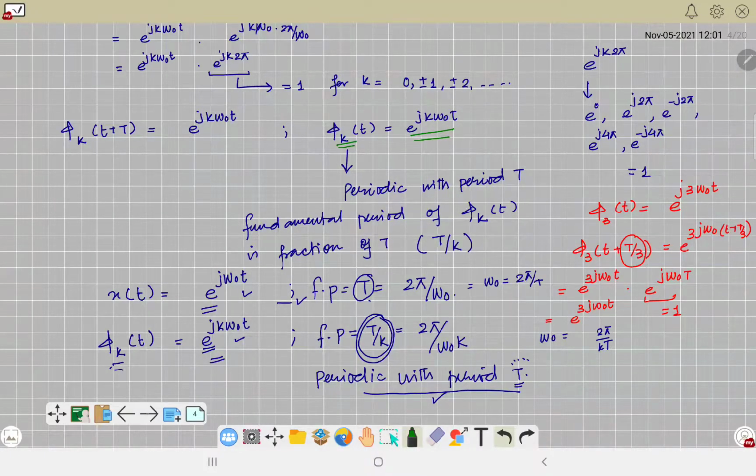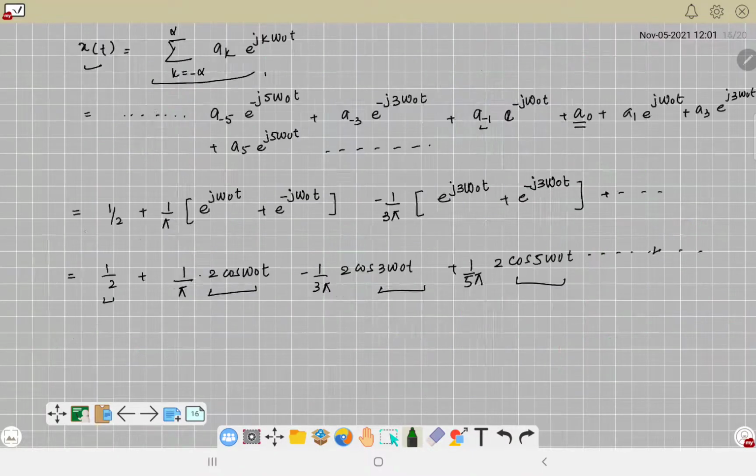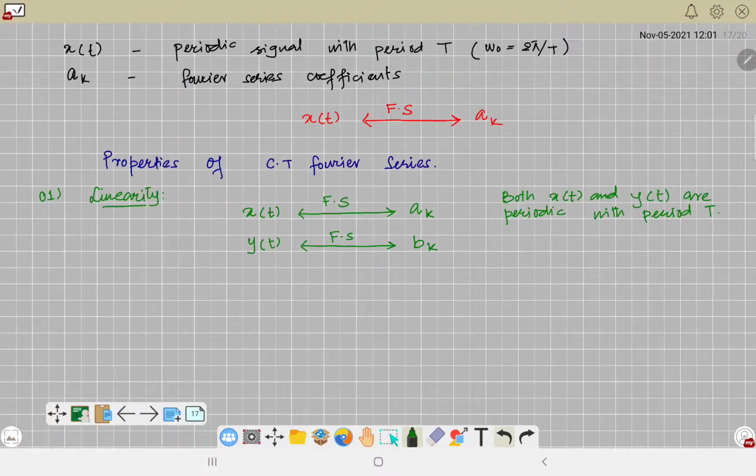So if you have two signals and they are periodic with the period T, and if you construct a new signal which is a linear combination of these two signals, it will also have a period T. Fundamental periods may vary. x of t may have a different fundamental period, y of t may have a different fundamental period. Fundamental period means the smallest value of T for which a signal repeats. And when you form the linear combination of these two signals, it may have a different fundamental period. But all of them will be periodic with the period T.